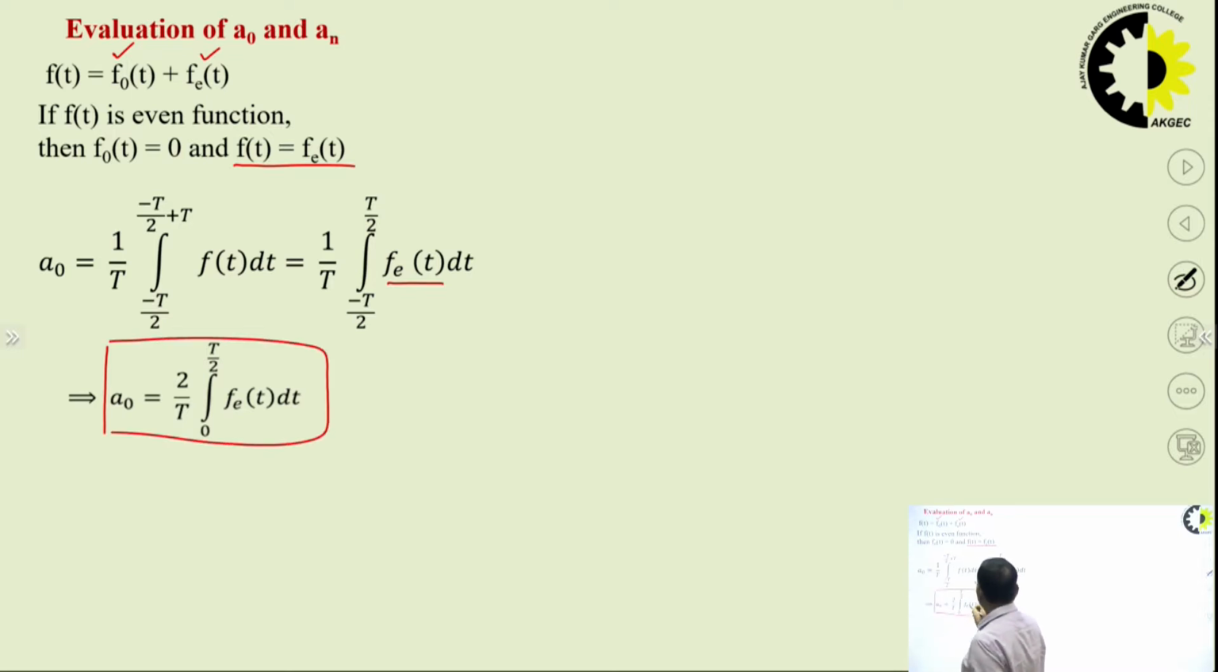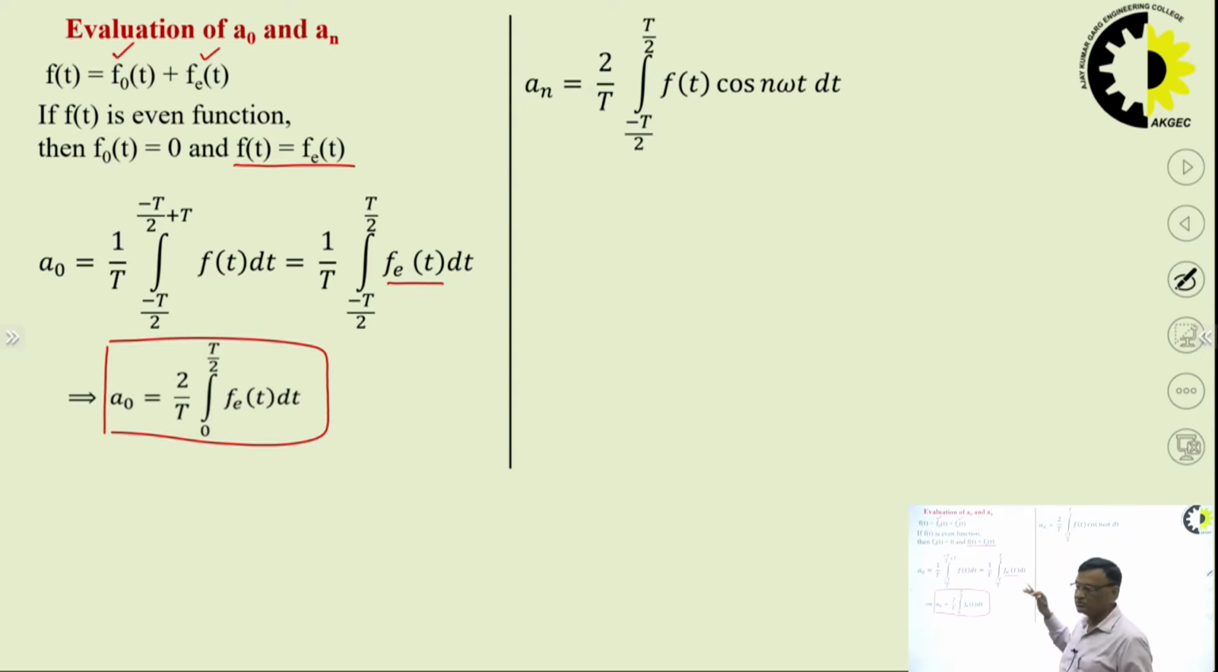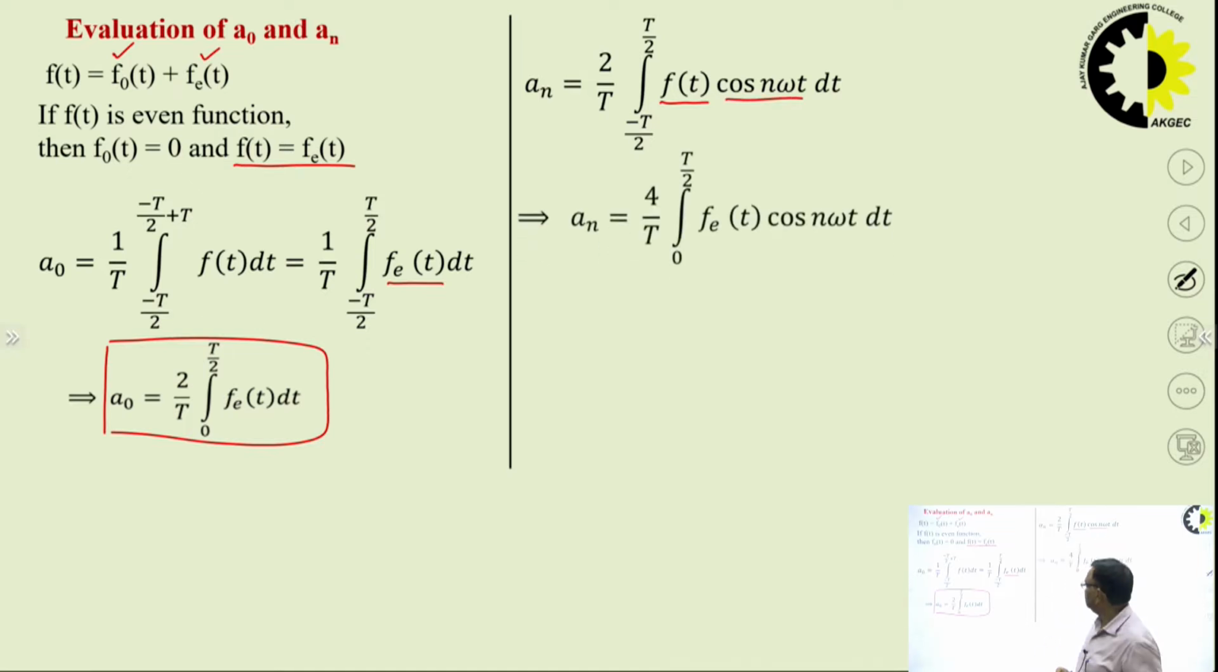A0 is 2 by T integral from 0 to T by 2 of f_e(t) dt. So the signal is given, we have to write the mathematical expression of f(t) or f_e(t) and then integrate over one time period, and we can get the coefficient A0. Similarly, this is the expression for An: 2 by T, integral from minus T by 2 to plus T by 2, so it is one time period, f(t) cos n omega t. Look at here, f(t) is an even function, this is also an even function. So An is equal to 4 by T integral from 0 to T by 2 of f_e(t) cos n omega t dt, and Bn is 0.